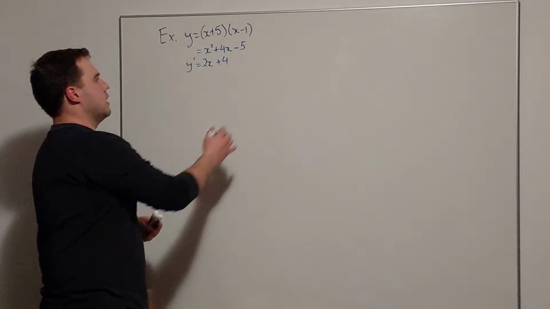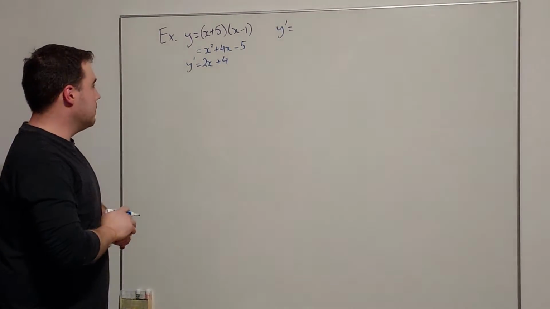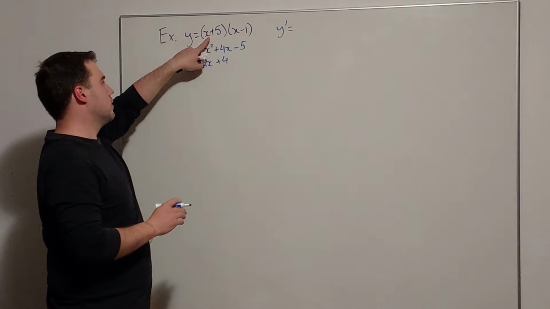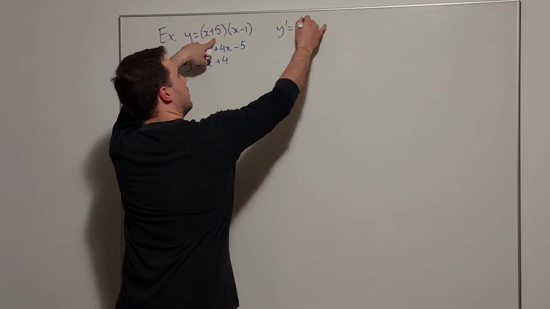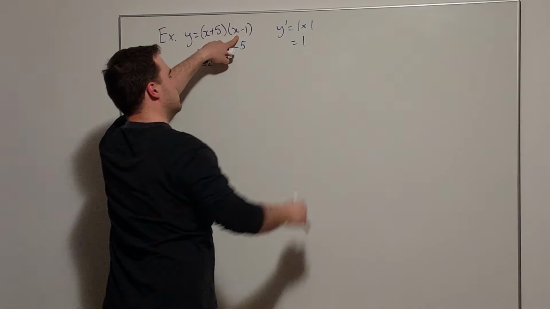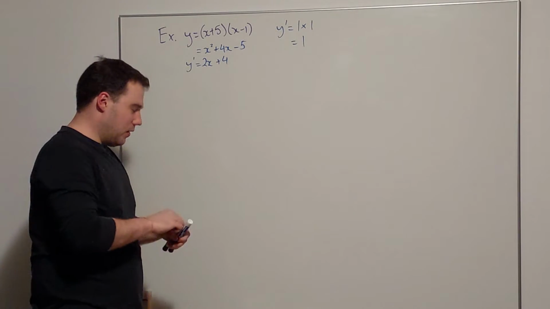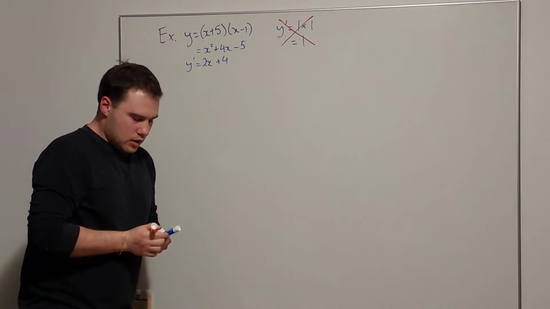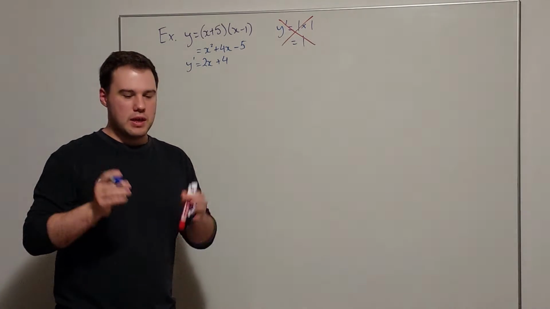Okay, so let's take a crack at doing this the naive way and think, oh, we've got a product, so let's take the derivative of this factor, which is 1, and multiply it by the derivative of this, which is also 1. And 1 times 1 is 1, which is obviously, hopefully, not the same as 2x plus 4, right?